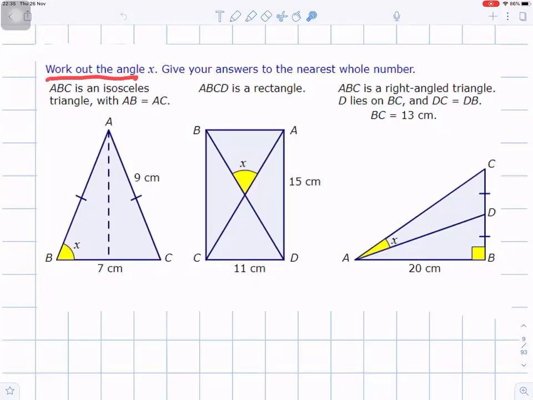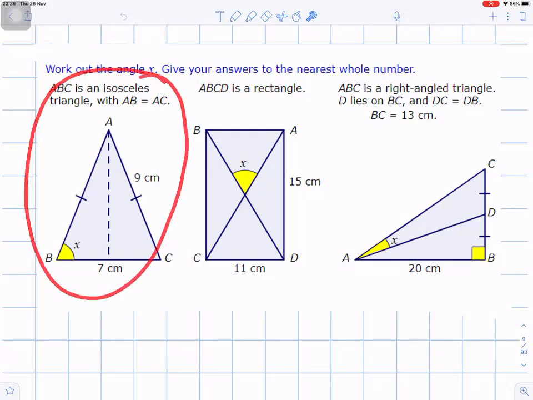Work out the angle x. Give your answers to the nearest whole number. So the first diagram, ABC is an isosceles triangle with AB equals AC. The next diagram, ABCD, is a rectangle. And the last one, ABC is a right angle triangle, and D lies on BC, and DC equals DB. BC is 13 centimeters. So we're going to start with this first one to work out the angle x.